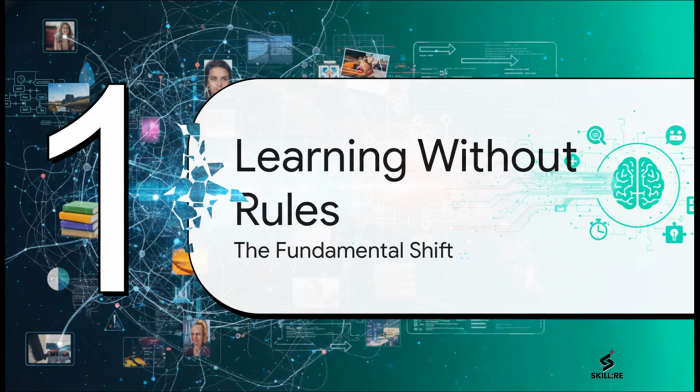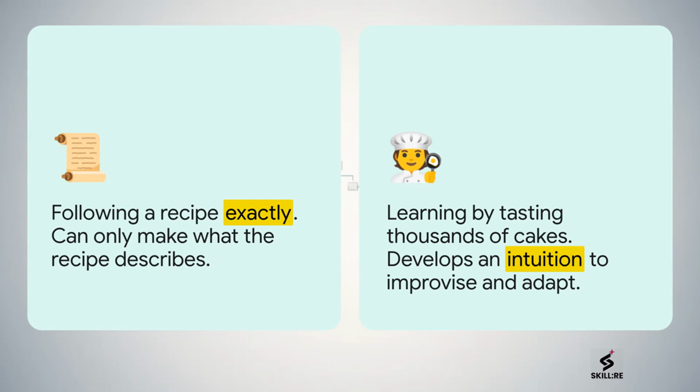To really get AI, you have to understand this one core idea. It's a complete flip of how we've built software for the last 50 years. It's not about writing rigid instructions. It's all about learning from experience. And this nails the difference perfectly.